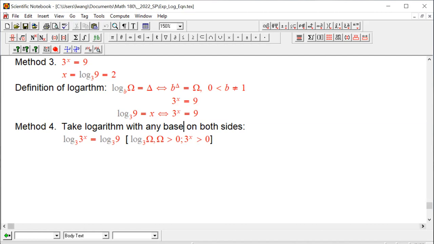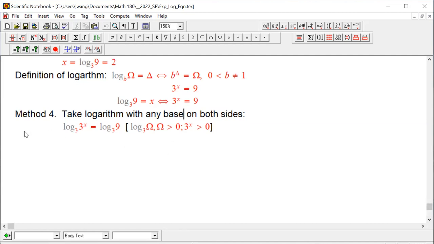So I'm going to show you how to do that. If I take base 3, the next step is we can apply the power property. So x will bring down the power and be put in front, and log base 3 of 3 equals 1. So this is multiplied by 1, and x times 1, of course, is x. Log base 3 of 9 equals 2. So that's how we get it.